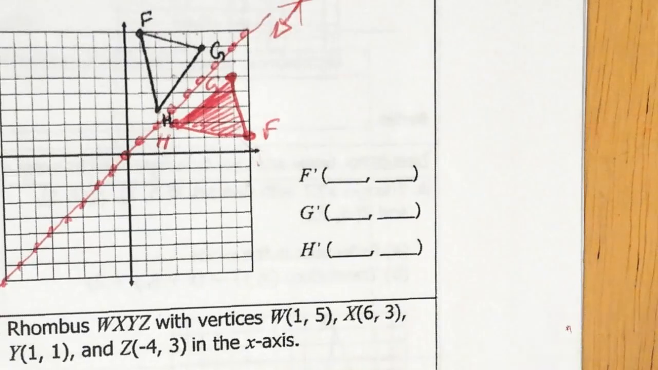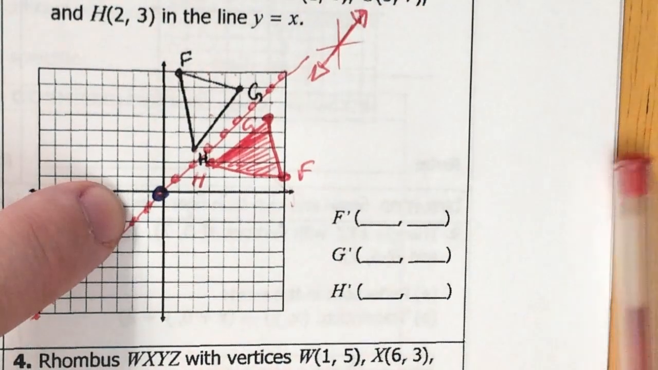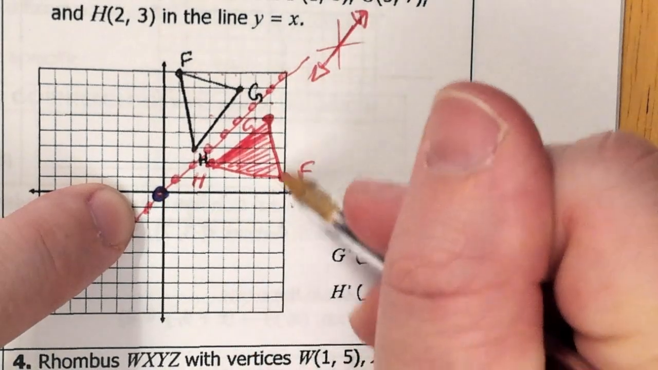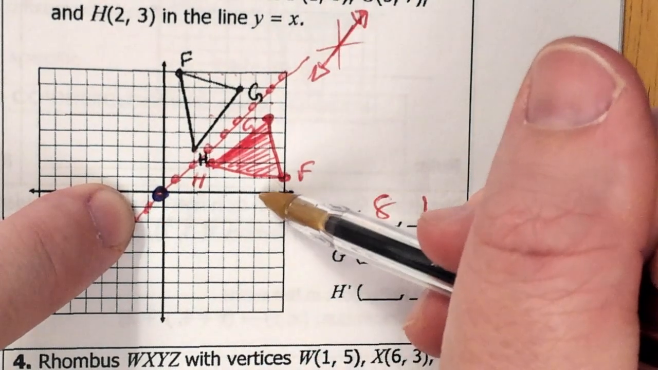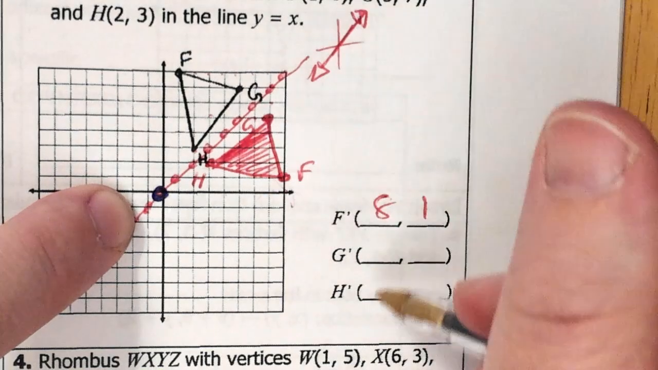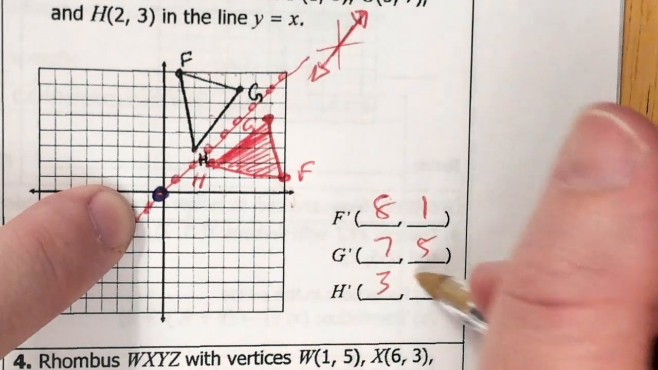Okay, so now what are those coordinates? From the real 0, 0, where is the letter F? That is 8, 1. So it's positive 8, positive 1. Your G, that's positive 7, positive 5. And your H is positive 3, positive 2.